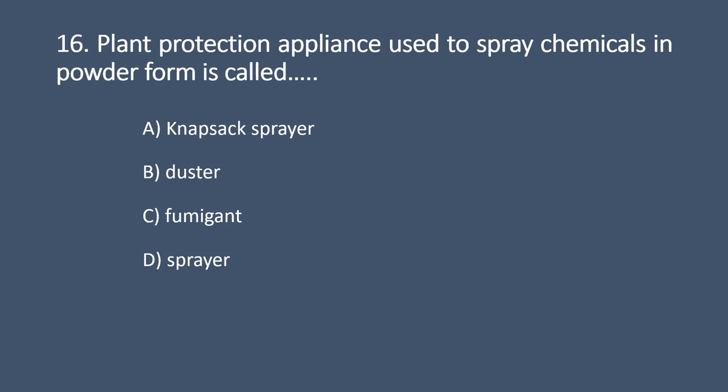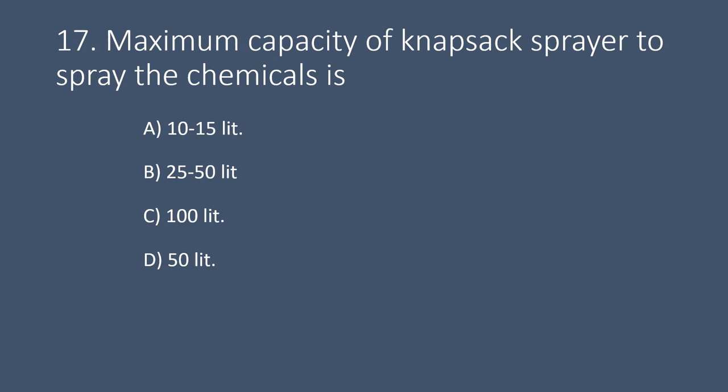Plant protection appliances used to spray chemical in powder form, in dust form, is called. Options are knapsack sprayer, duster, then fumigant, and then sprayer. Here the MCQ is plant protection appliances used to spray chemical in powder form, and for that we use duster. Correct option is duster. See, the knapsack sprayer is used to spray the pesticide in liquid chemical form. This fumigant we use to spray in dust or gas forms. Okay, here the correct option is duster. Then maximum capacity of knapsack sprayer to spray the chemical is, we know the maximum capacity of this knapsack sprayer is 10 to 15 liter. Correct option is 10 to 15 liter.